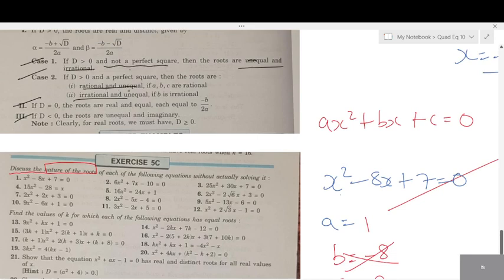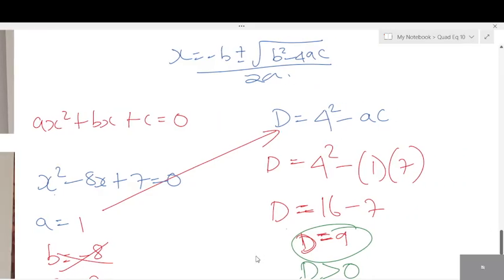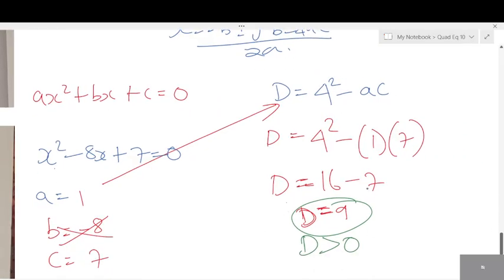It is rational and unequal. It's not an irrational number. It is a rational number. Root 9 is rational. For example, if you have D is equal to root 8, is this greater than 0? Root 8 is greater than 0 or less than 0?